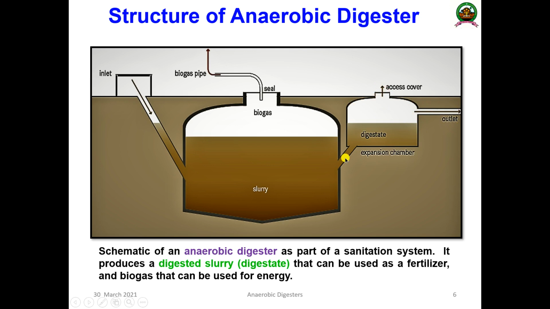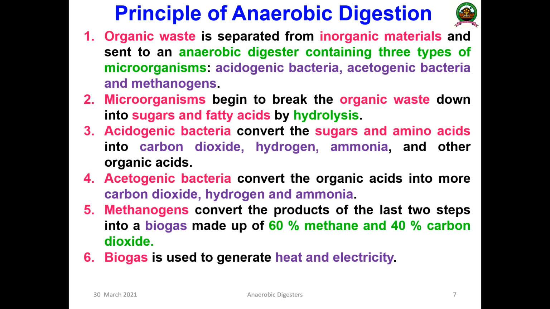Okay, and this is the schematic of an anaerobic digester, and the digested slurry is known as the digestate that can be used as a fertilizer, and the biogas can be used as energy. This is the overview and the structure of an anaerobic digester. So what is the principle of anaerobic digestion?